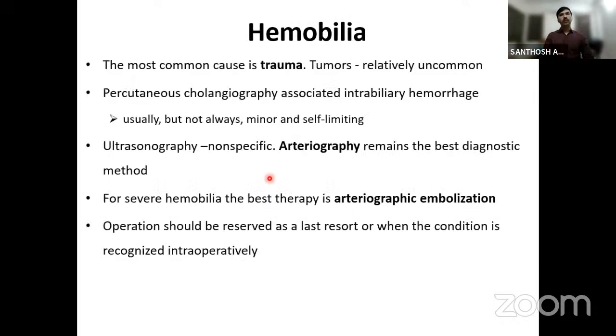So a short discussion about hemobilia. It's most common following trauma, most commonly blunt trauma followed by penetrating trauma. And after the innovation of percutaneous procedures, iatrogenic causes have come up. For arteriography, CT angiography is the best. When you find it by CT angiography, angiographic embolization is the treatment of choice.